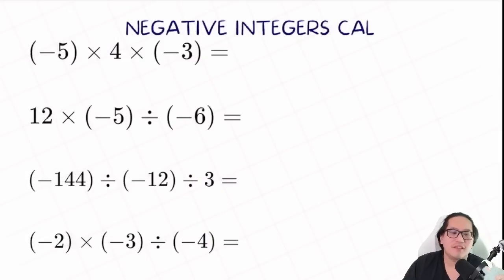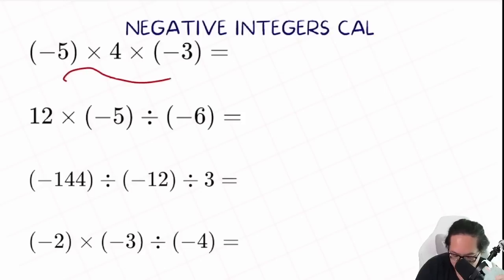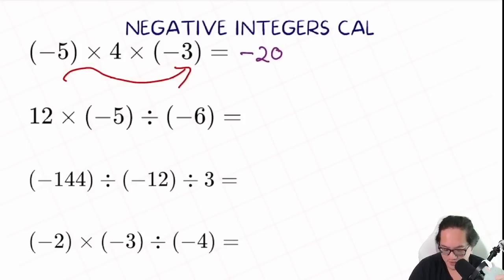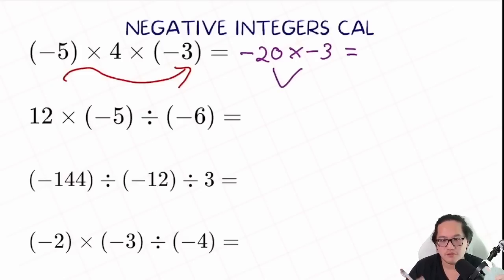So next step of practice, we have negative 5 multiplied by 4 multiplied by negative 3. We know the PEMDAS rule, right? Everything needs to be calculated from left to right. So let's do it step by step. The first one, negative 5 multiplied by 4. So we know that we get a negative number. 5 multiplied by 4 equals negative 20, multiplied by negative 3. Continue, right? We have two negative numbers multiplied together. So we know that the answer is going to be positive. And then 20 multiplied by 3 will be 60. And that will be our final answer.